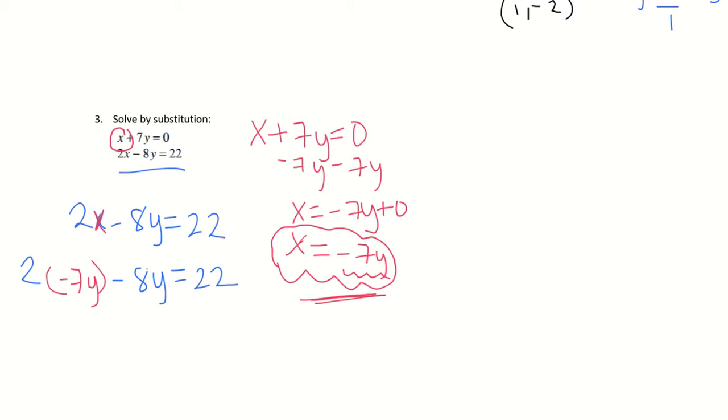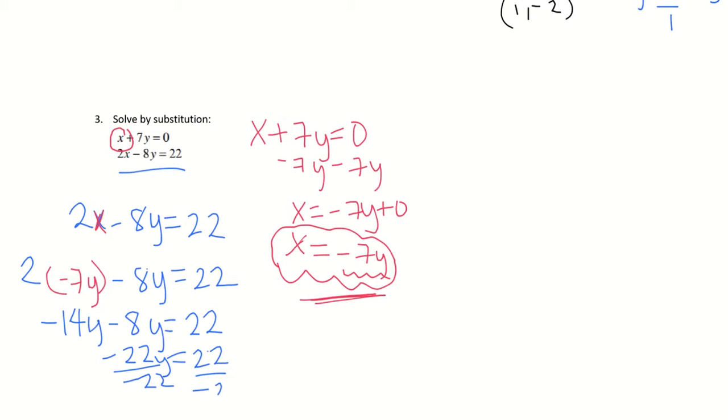So multiply the 2 to negative 7, negative 14y minus 8y equals 22. Combine like terms with the negative 14 and the negative 8 to get negative 22y equals 22. Divide both sides by negative 22, and we get y equals 22 divided by negative 22 is negative 1. That's the first part of our answer. To get the second part, we're now going to plug y equals negative 1 into this equation for x.